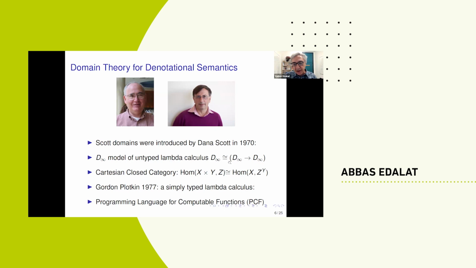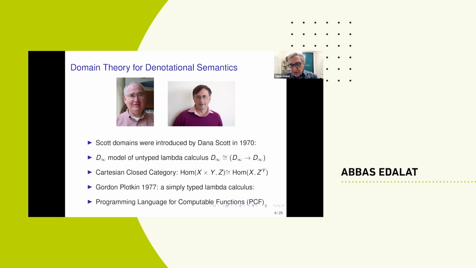So of course, this generated a lot of interest in Scott domains. It gives rise to a Cartesian closed category that I assume you know, like the category of sets with objects, sets, and morphisms, functions between sets. And a Cartesian closed category is a concrete category in which the hom-sets, namely the functions between objects, are just sets.